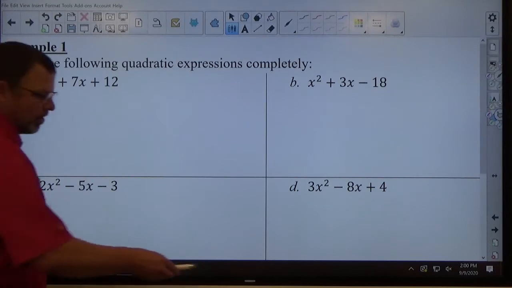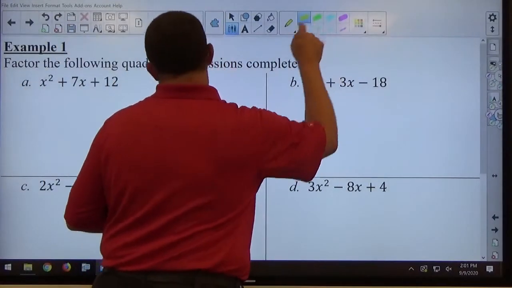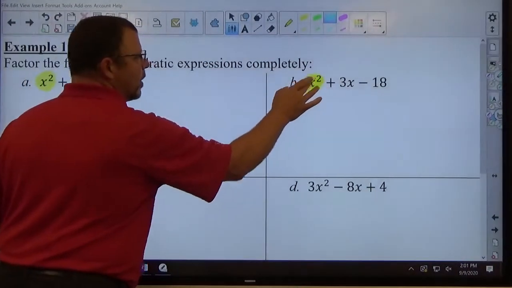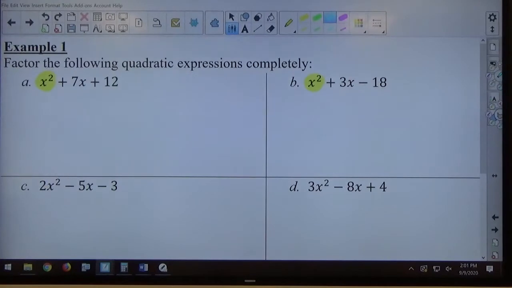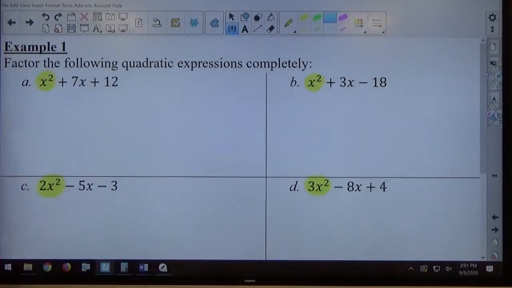The difference in the problems, let me just point that out first, is problem A and B, the lead term, x squared, there's no coefficient other than just 1. For C and D, it's 2x squared and 3x squared. There's not a coefficient of 1 in front of the x squared term. That makes the factoring chore different for both of those problems.